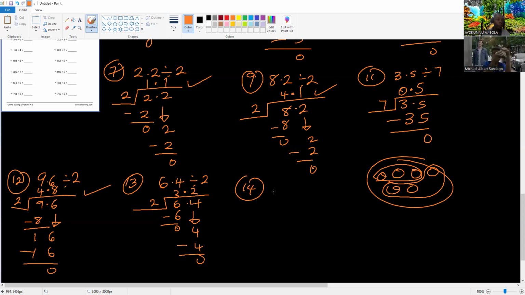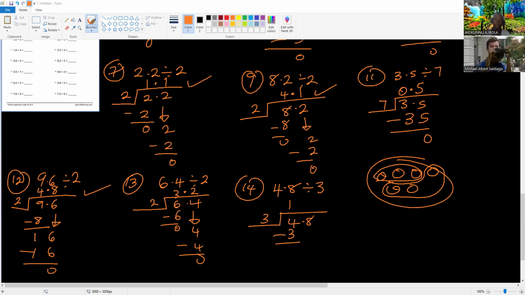All right. Number 14. 4.8 divided by 3. You have 4.8 here. You have 3 outside. So how many 3 is in 4? That's 1. 1 times 3 is 3. Mingy, what's 4 minus 3? Yeah, 4 minus 3 is 1. So you have 1 here. And bring down the next.